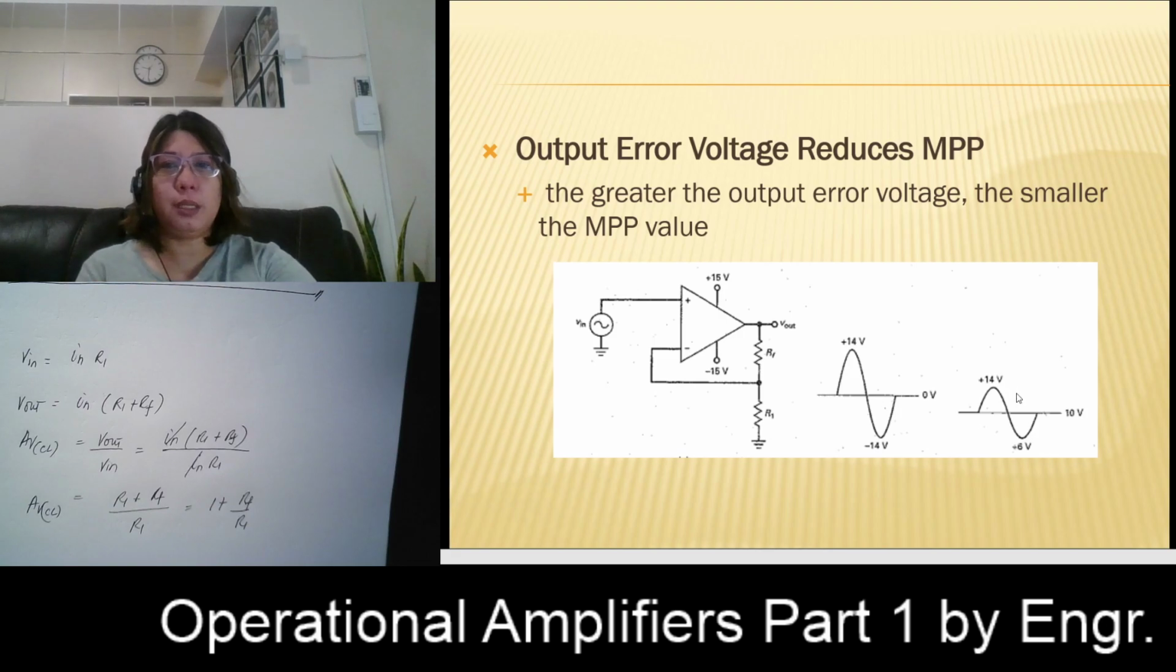So what causes the lowering down of your output voltage? This is due to the error voltages. So we wanted to eliminate those actually, and if we cannot eliminate them totally, at least we lower them down so that we can still have the output voltage that we designed for.